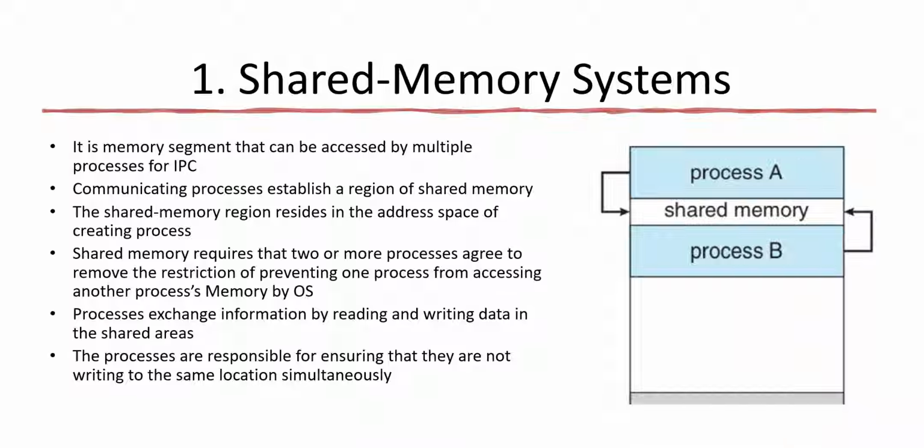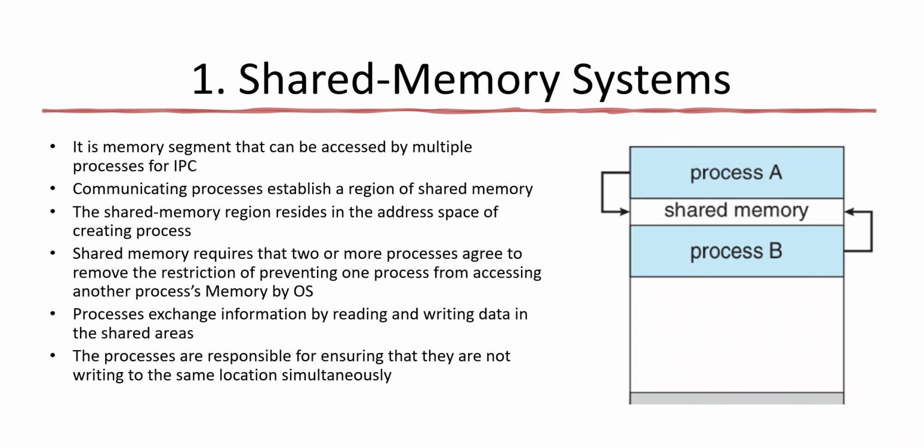For example, process A can write some information into shared memory. Process B can read that information. This method can be very efficient because the processes communicate through a common memory area. But there is one important responsibility. The processes must make sure that they do not write to the same location at the same time. Otherwise, data inconsistency may occur. So, shared memory provides faster communication, but proper synchronization is very important.